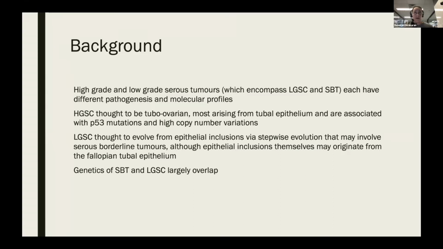So just to bring you up to speed with a bit of background knowledge, high-grade and low-grade serous tumours, which encompass both low-grade serous carcinomas and serous borderline tumours, each have different pathogenesis and molecular profiles. High-grade serous carcinomas are thought to be tubo-ovarian in origin, and most of them arise from tubal epithelium and are associated with P53 mutations and high copy number variations. In contrast, low-grade serous carcinomas are thought to evolve from epithelial inclusions via a stepwise evolution that may involve serous borderline tumours. And the genetics of serous borderline tumours and low-grade serous carcinomas largely overlap.